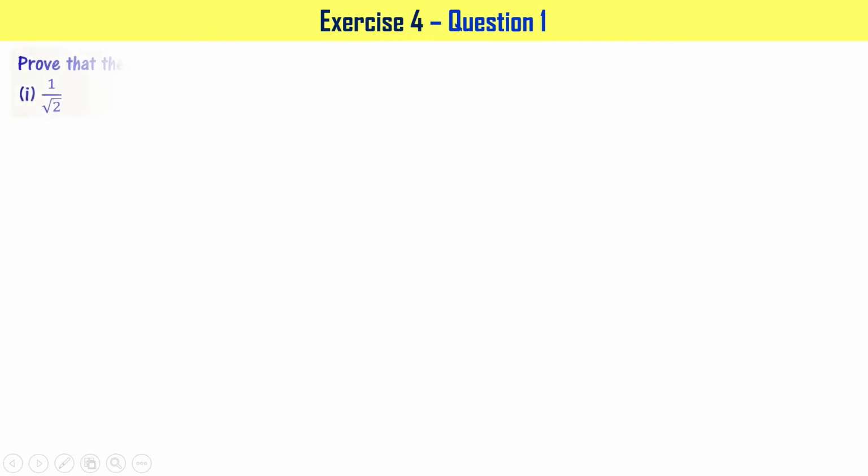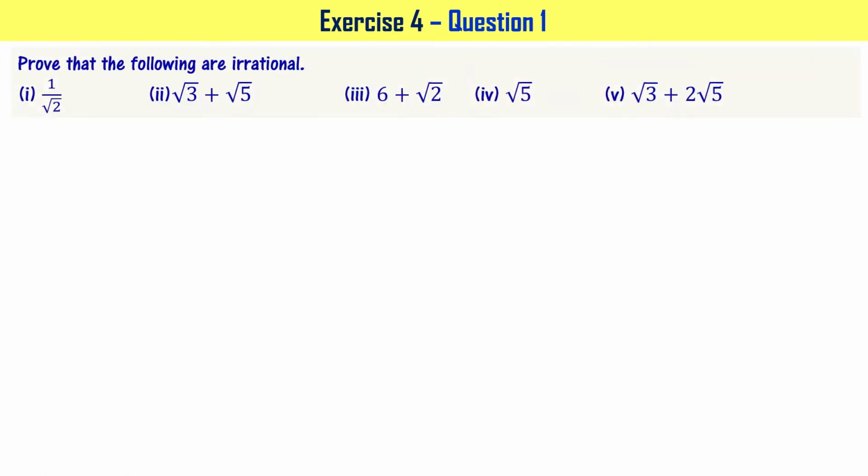Question number 1 is prove that the following are irrational. We're given total 5 problems. We're asked to prove each of the expressions given are irrational. Let's start with the first one, that is 1 by root 2.